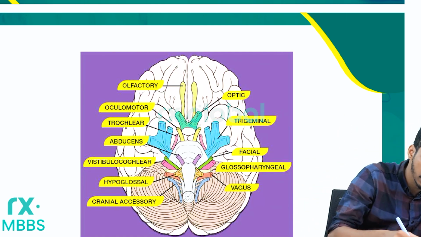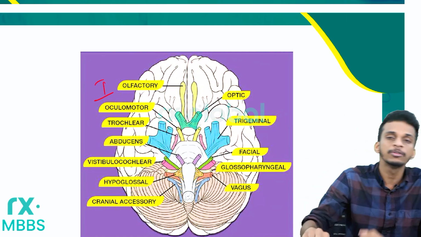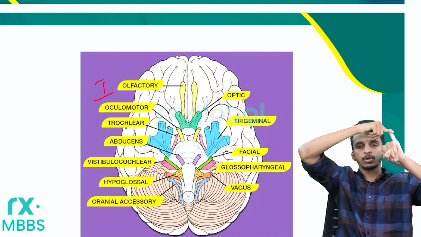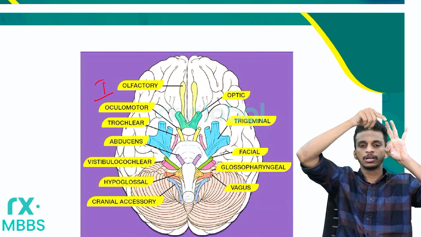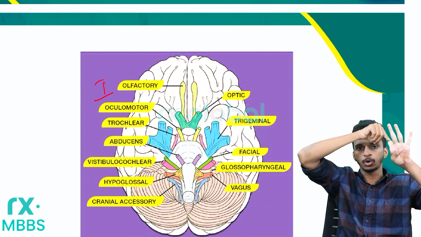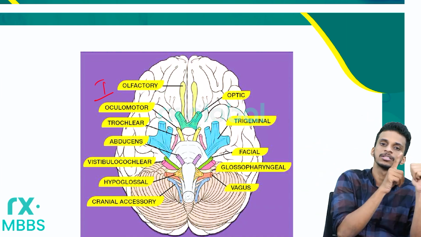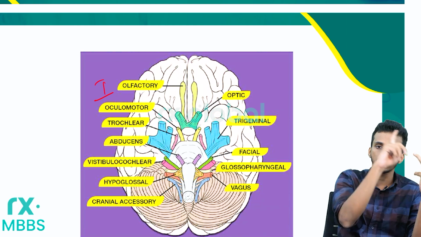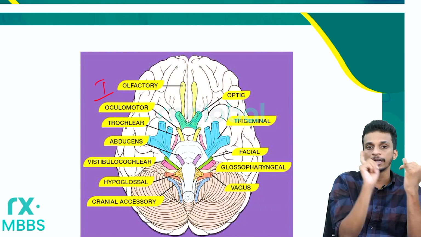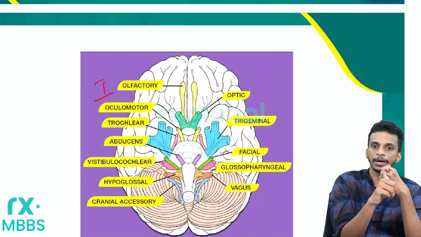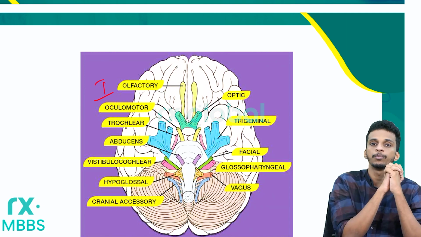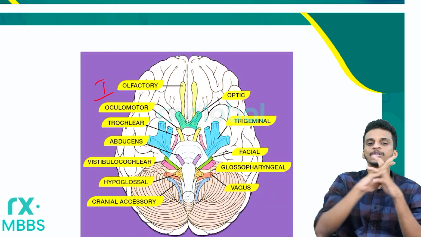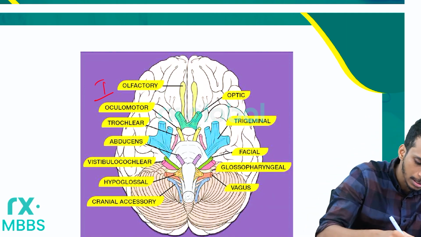The first cranial nerve is called the olfactory. I'll just list them out first. The first one is olfactory, second is optic, third is oculomotor, fourth is trochlear, fifth is trigeminal, sixth is abducens, seventh is facial, eighth is vestibulocochlear, ninth is glossopharyngeal, 10th is vagus, 11th is spinal accessory, and 12th is hypoglossal. So these are the cranial nerves. We'll just write it here.